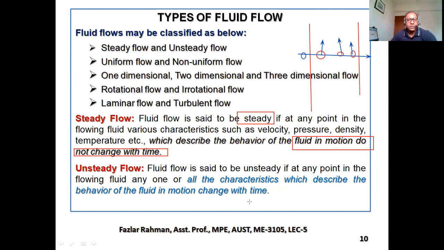Okay. So unsteady flow: fluid flow is said to be unsteady if at any point in the flowing fluid, one or all of the characteristics that describe the behavior of the fluid motion change with time. I gave you only the example of velocity. A fluid particle might have density, might have pressure. So if velocity, pressure, density, temperature, everything is not changing with respect to time, then it is called steady flow. If it is changing with respect to time, then it is called unsteady flow. Okay. Now we'll say what is uniform flow and what is non-uniform flow.